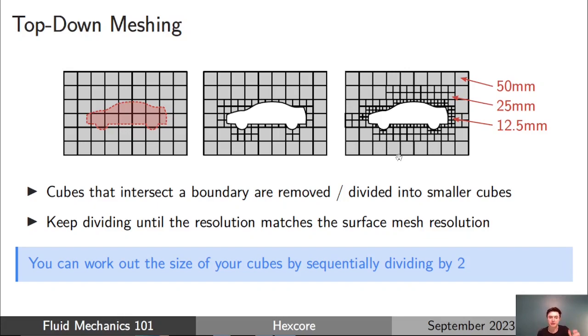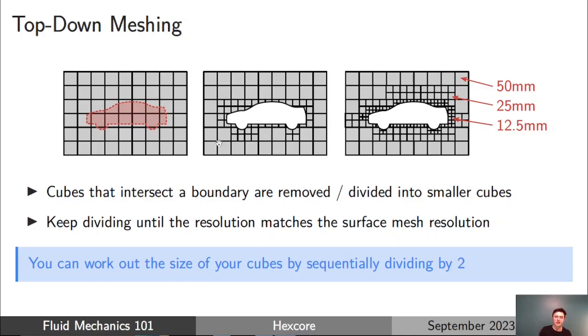Once the mesh generator has done that, once it's divided the entire domain into those perfect cubes of the large size, what it will then do is look for the cubes that intersect or are close to the boundaries. That's all boundaries. So the wall boundaries, the velocity inlets, the pressure outlets, the wall of the car, and anything else you have in your domain. And if the mesh generator identifies that the cubes intersect with the boundary or are close to it, it will subtract away and divide those cubes into smaller cells.